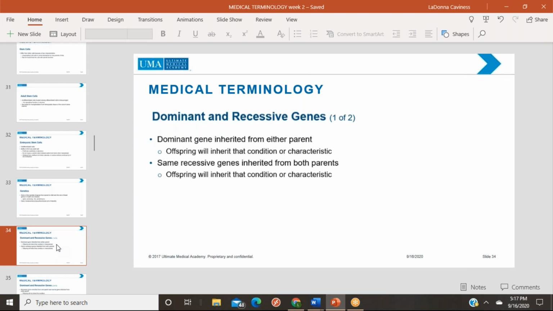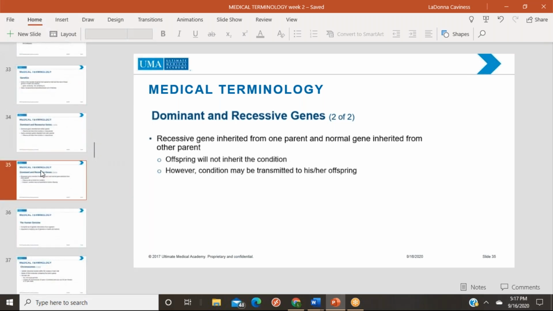Dominant and recessive genes. Dominant gene inherited from either parent, offspring will inherit that condition or characteristic. Same recessive gene inherited from both parents, offspring will inherit that condition or characteristic. Dominant and recessive genes continue. Recessive gene inherited from one parent and normal gene inherited from other parent, offspring will not inherit the condition. However, the condition may be transmitted to his or her offspring. Very interesting.